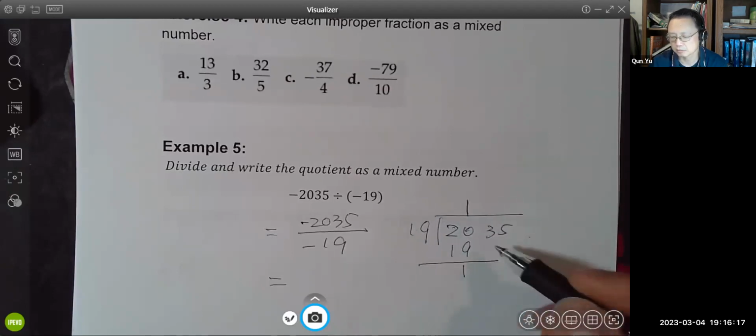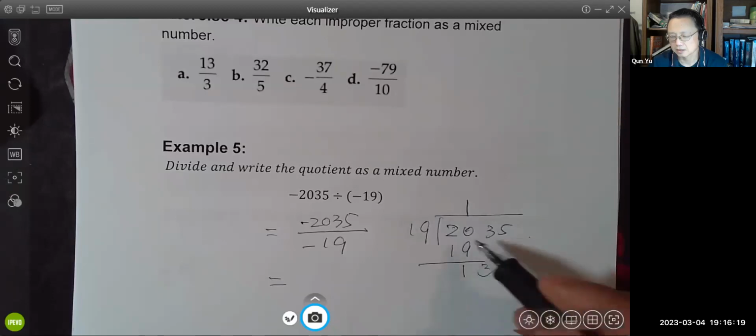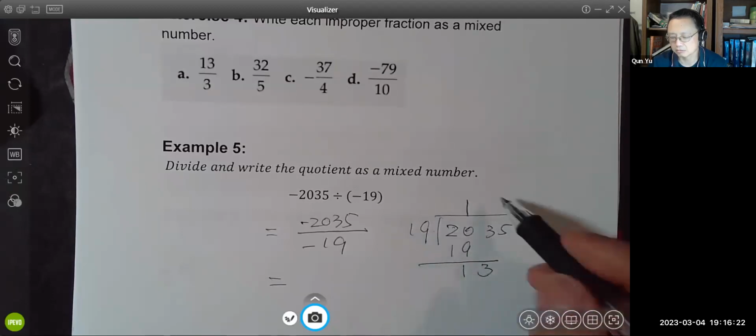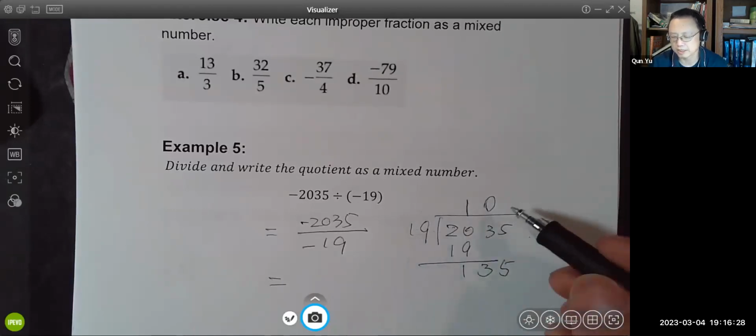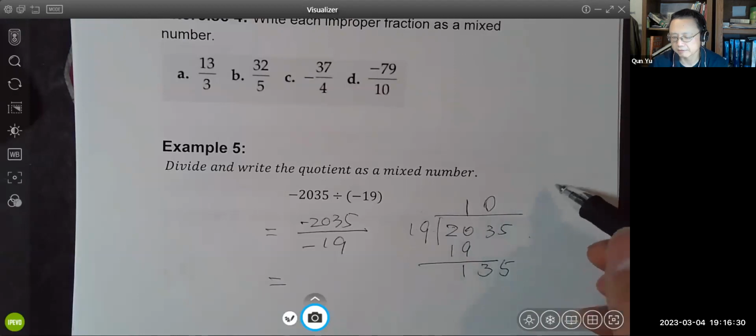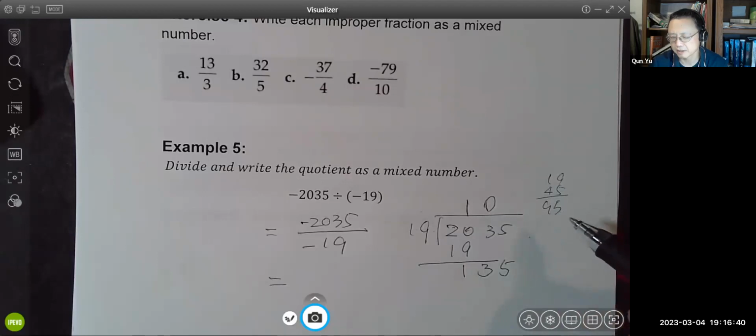Remainder is 1. Put down another digit. Is there 19 in 13? No, 0. Put down another digit. How many 19s? We need to try. If we got, say, 5 19s, that's 95. 95 is far away from 135. So that means that 5 is too small.